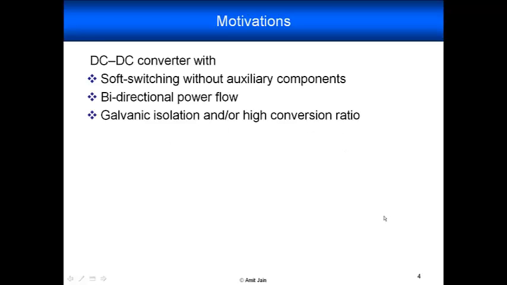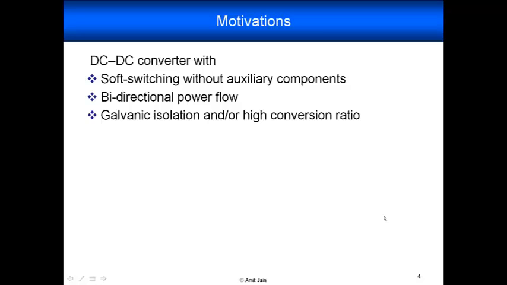This converter is useful when bidirectional power flow is required, for example in an automotive system where you might want to connect the 12 volt DC bus with a 42 volt DC bus, or in an electric vehicle between the 12 volt DC bus and a higher voltage DC bus, probably in the hundreds of volts.